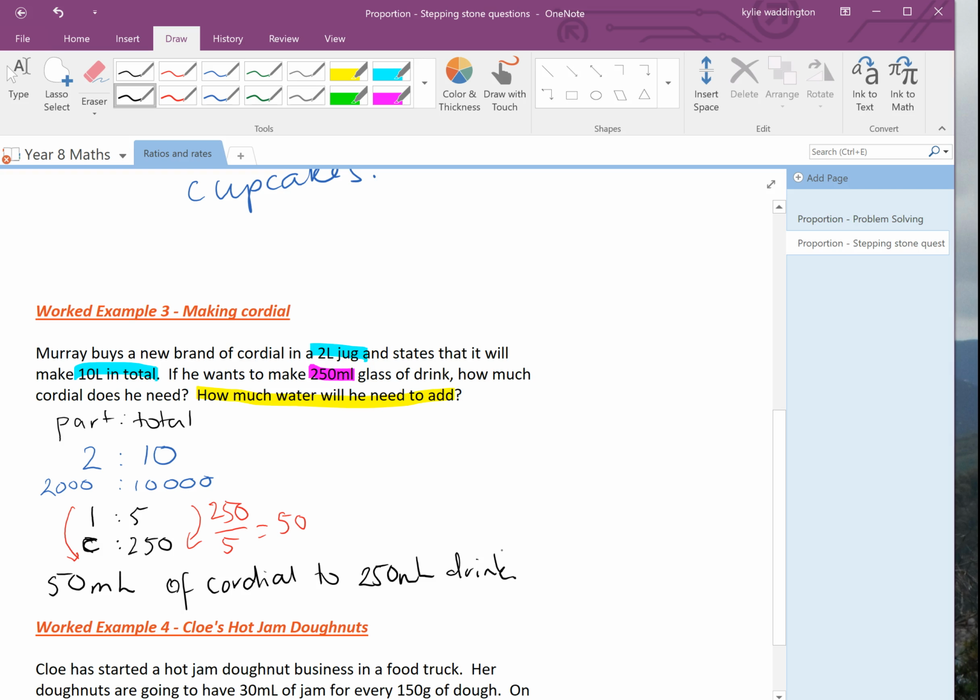Now, what we can understand here in terms of that's a part to total. We now need to work out how much water we need to add to that to make it a part to part. So if we say that the total number of parts is 250, we subtract our number of cordial, which gives us a total of 200 milliliters of water needed.